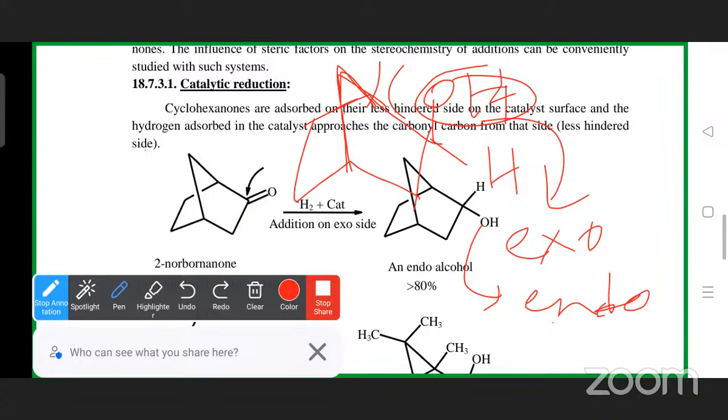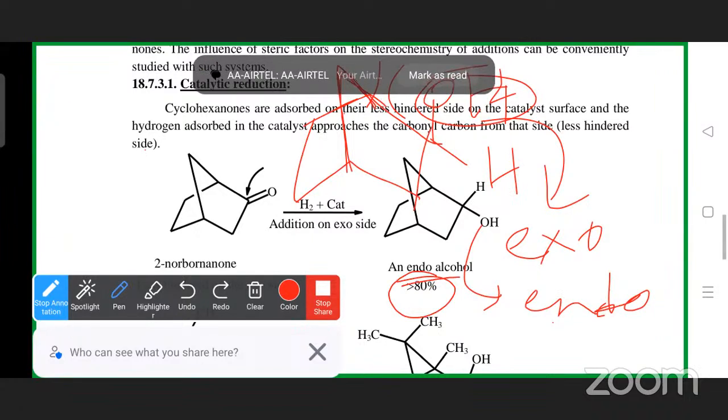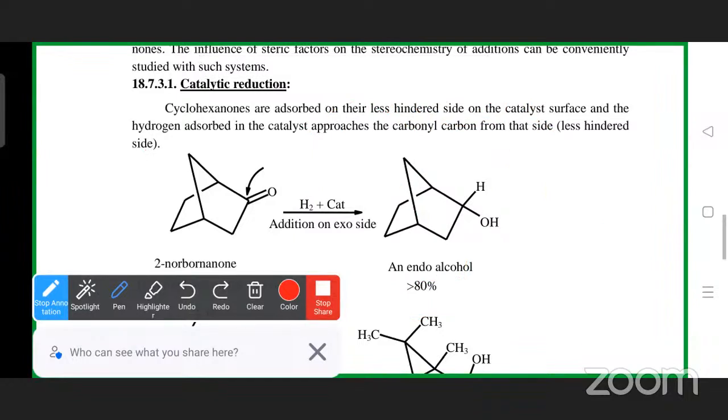The exo attack results in the endo product. Here you see more than 80% of product is obtained, more than 80% yield will be obtained. That's why that particular exo attack is preferred and endo attack is disfavored here.